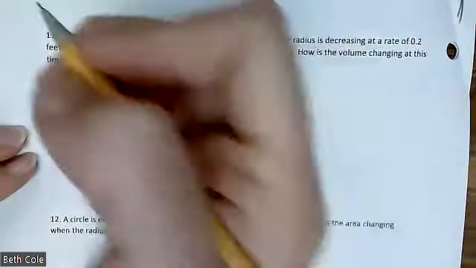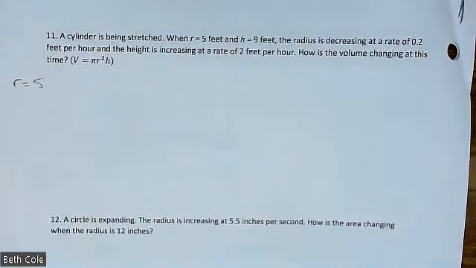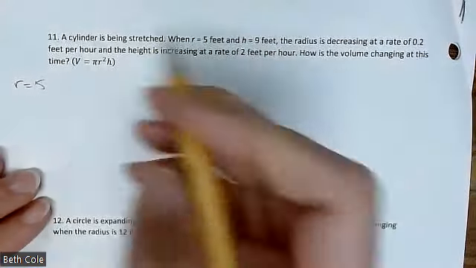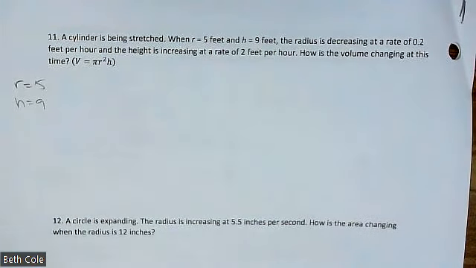So R is 5 feet. So it's actually very large. So R is 5 feet. This one is a multiple choice one, so we won't need to worry about the units. It's just going to be printed on the paper. Height is 9 feet. So at the moment that we're pausing, that's what's going on.